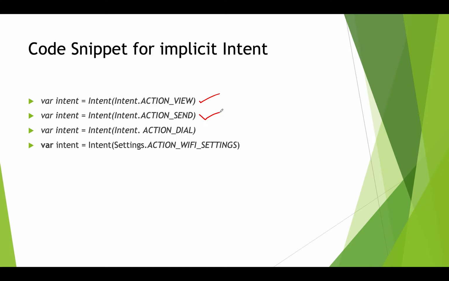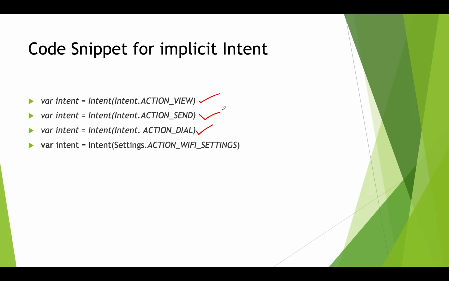Action send: send means to whom you will send. The applicable components for send are inbox message, WhatsApp message, email, Facebook, Instagram, Twitter. You can send messages through all of these. Next, action dial: which applications is it applicable for? The mobile phone or WhatsApp call, where you can also create the call. You need to provide a number. And action Wi-Fi settings or Bluetooth settings or developer settings, whatever you want. If you want to navigate from your application to another application, these implicit intents are used.